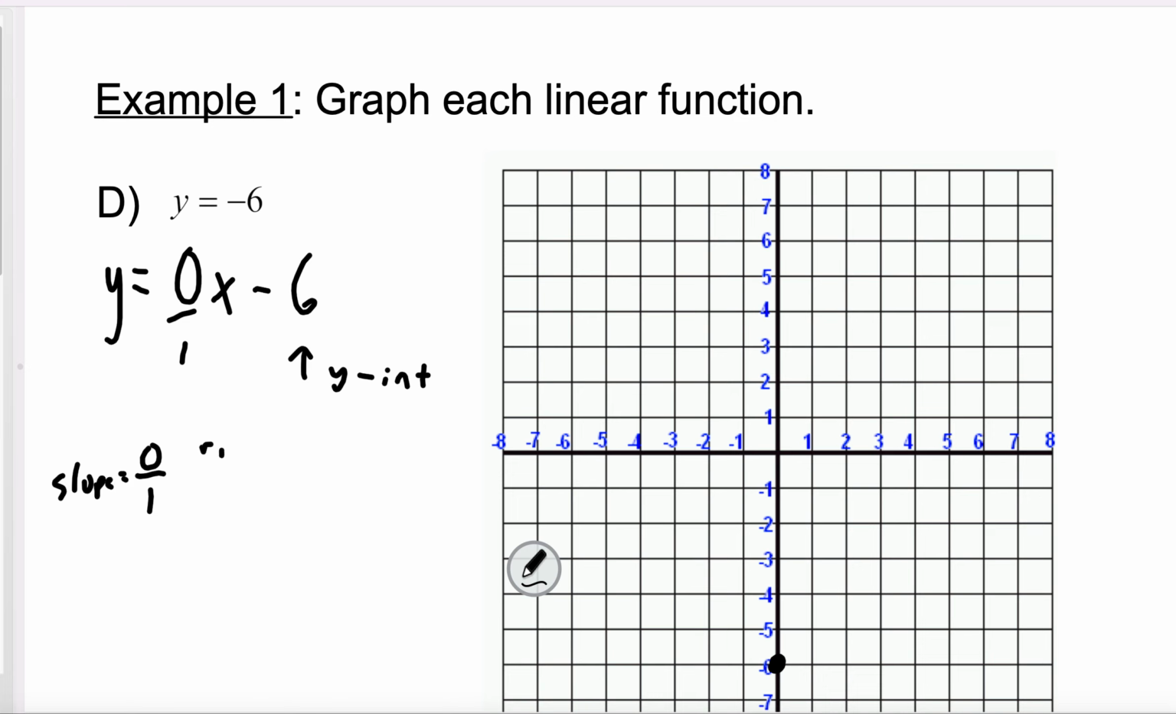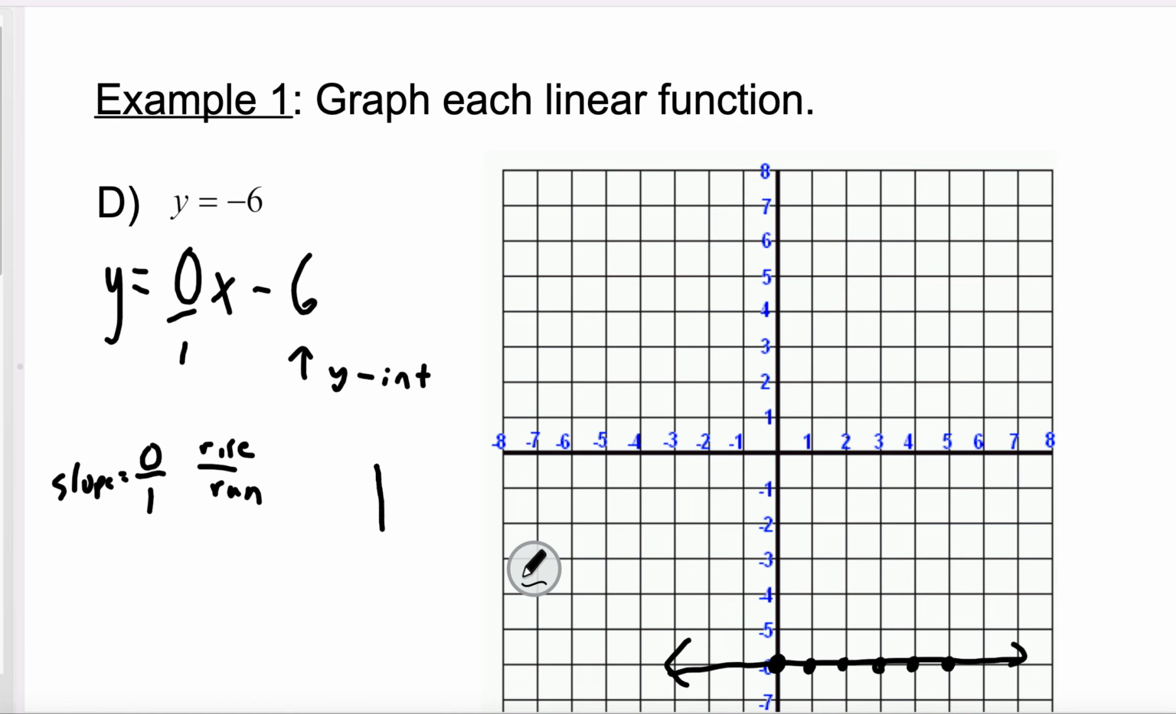So again, your rise over your run. So at my negative 6 here, I'm not going to rise at all because it's 0, but I'm going to run 1. Then I'm just going to keep running 1, running 1, running 1, running 1. And then I can just connect my points. And I just have a nice horizontal line.